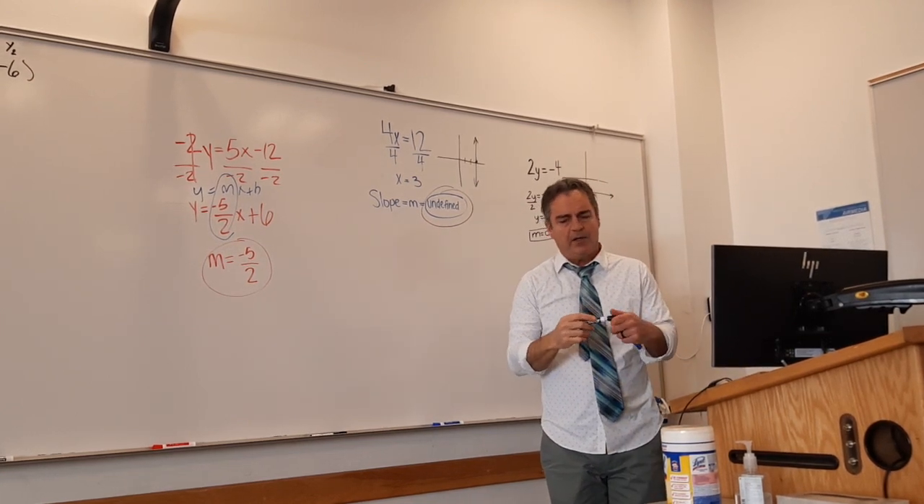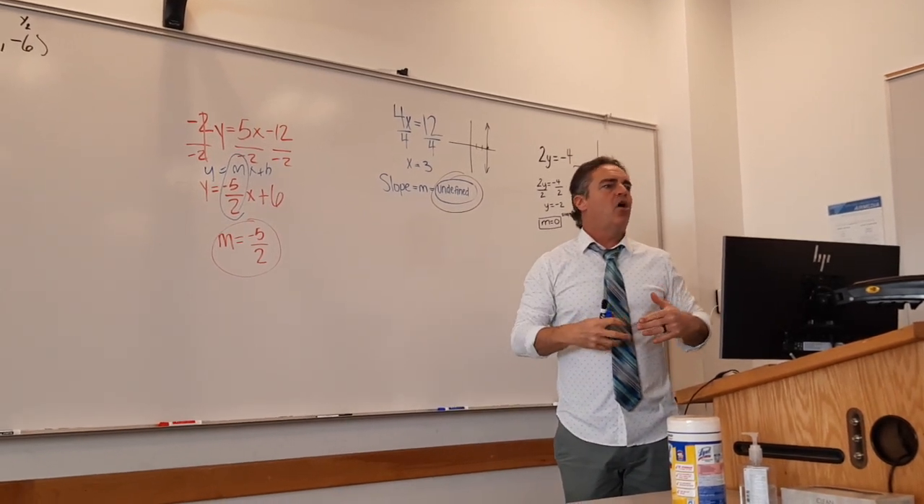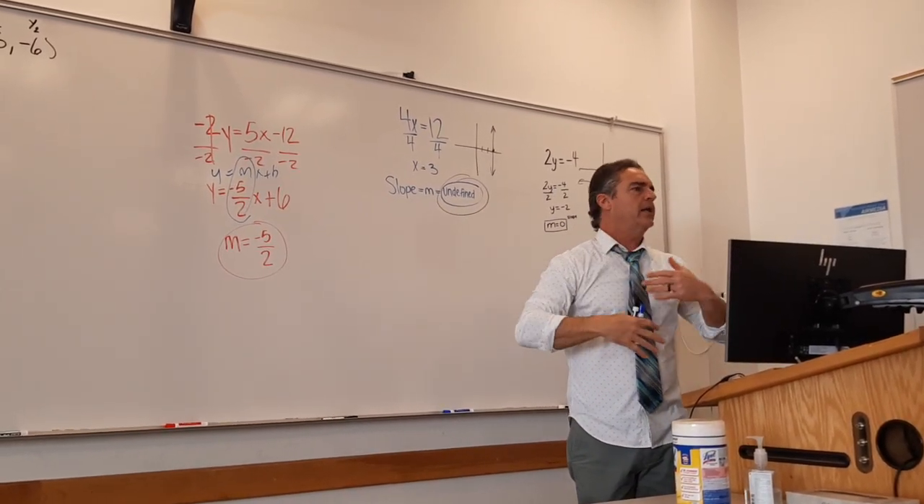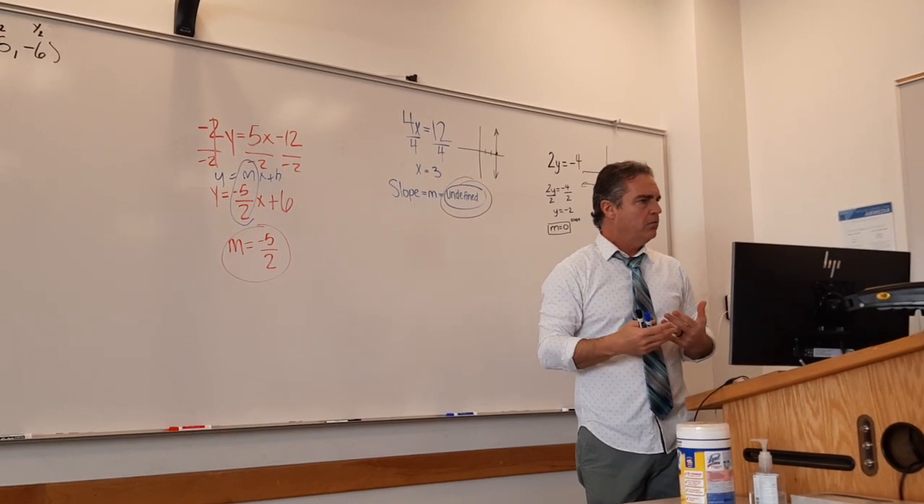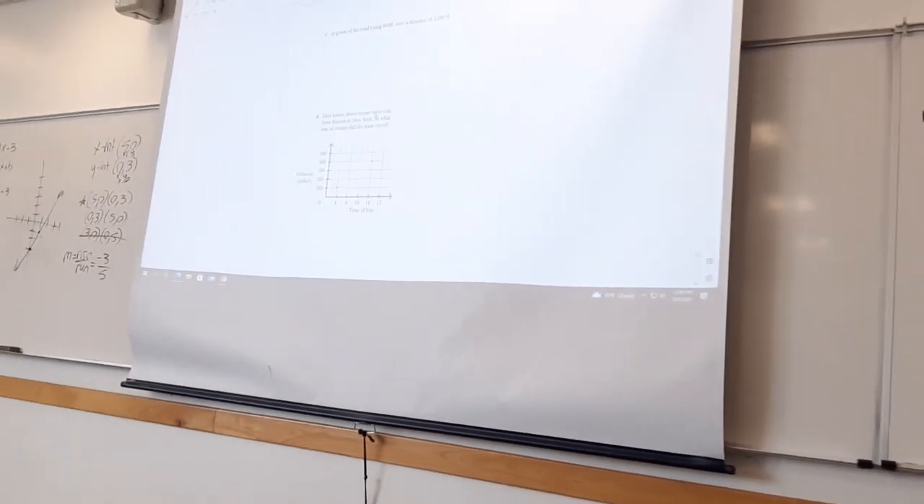So sometimes graphing the line will help you see visually, oh, I have a horizontal or I have a vertical line, and then you can define the slope from there. Cool? Okay, let's go back to the board here. I'm going to be erasing the far left board.